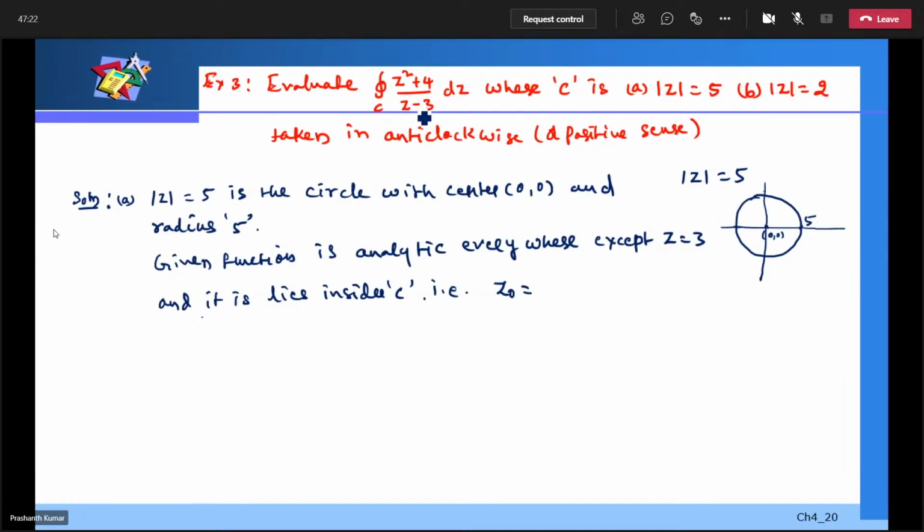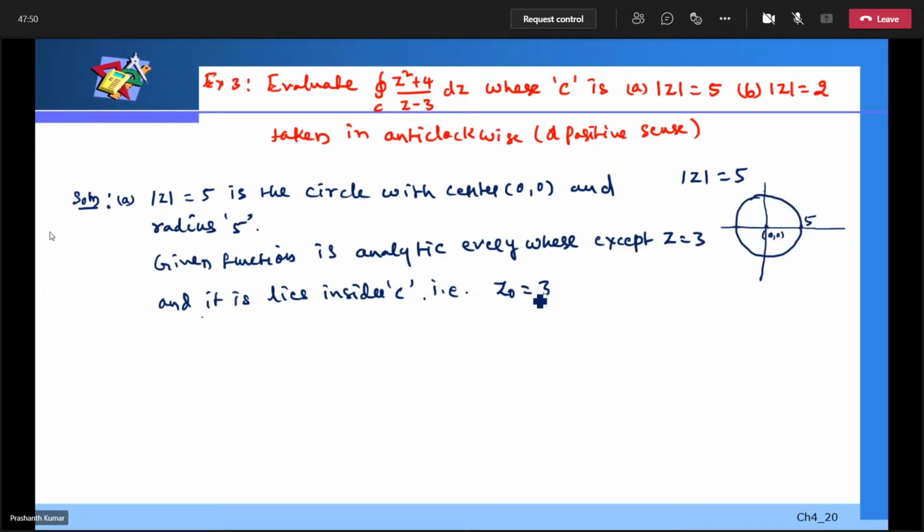Z minus z naught. Z naught is 3. You see where this 3, z naught, is lying. This is a closed contour, a closed curve. This is a circle equation, a circle with center 0, 0 and radius 5.